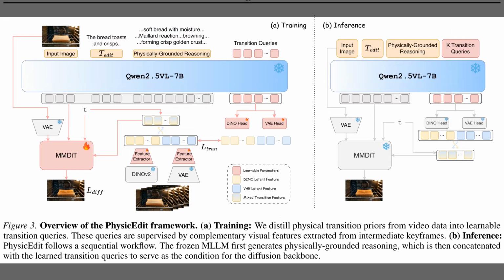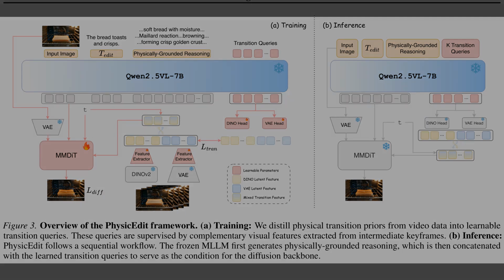So, having constructed the dataset, Figure 3 presents the PhysicEdit framework itself, which employs a dual thinking mechanism. On the left in Panel A, the training process passes an input image and instruction through a frozen Qwen 2.5 VL. It generates physically grounded reasoning text, like describing the mild reaction, while simultaneously learning latent transition queries. These queries are supervised by video features from DINOv2 and a VAE to capture dynamic changes. Then, Panel B shows inference, where these learned queries guide the diffusion backbone to generate the final result.